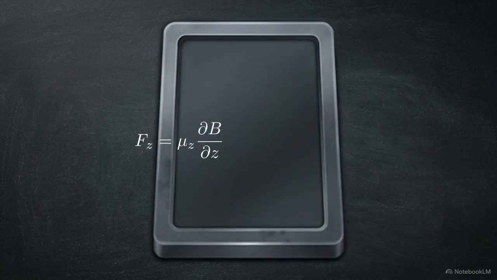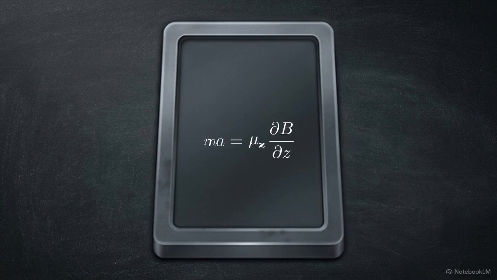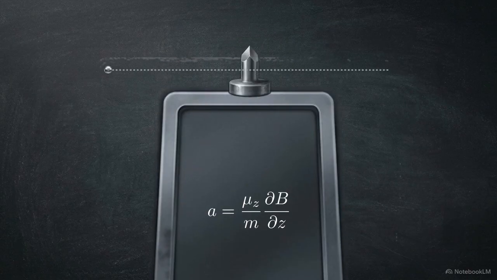To find the particle's deflection, we first define its vertical acceleration. This left equation gives the magnetic force on a dipole in a field gradient. Setting it equal to Newton's second law on the right isolates the exact acceleration of the silver atom.